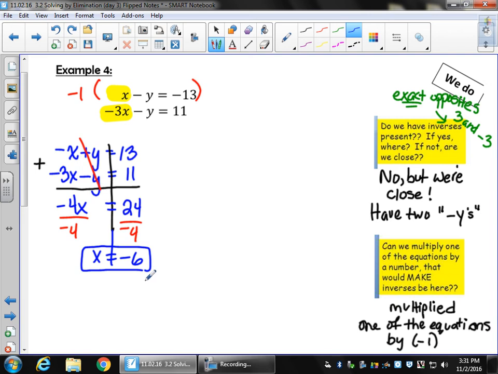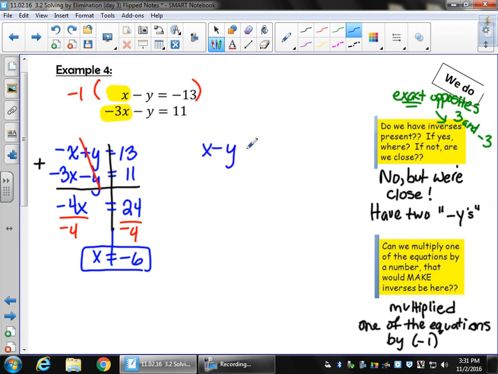Now that I have x equals -6, what do we still need to go find? Need to find y. To make that happen, we're going to substitute into one of our original equations. This one or this one, the original equations. I am going to choose the first one. You could choose the second one. If you want to choose the second one, go for it. We'll get the same answer. I'm going to choose the first one.